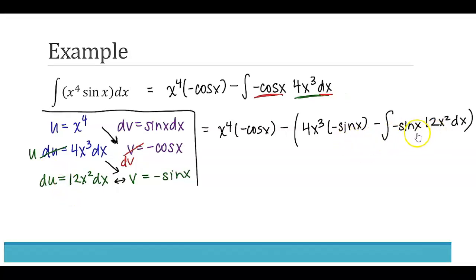Now if I look at this remaining integral, it too would require another integration by parts. And then here we would have to distribute in this negative, because there's now two terms in here. So this would kind of end up being a mess. So when we have to do repeated integration by parts, we have another method. Let's take a look at that new method.